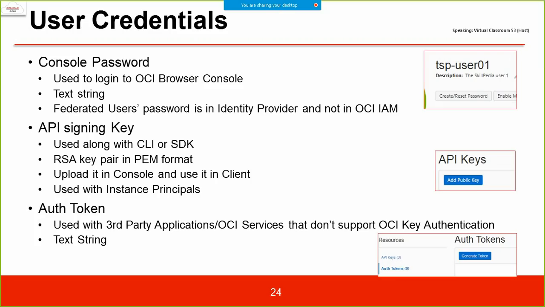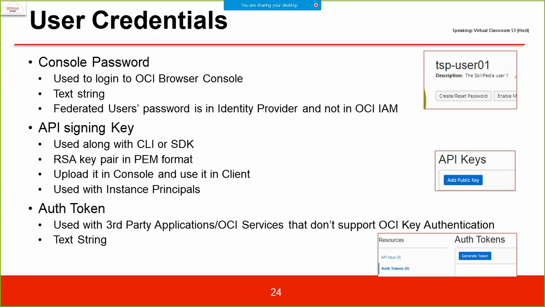API signing key is used along with the CLI or SDK. It is an RSA key pair in PEM format, that also is a repeat. Upload it in the console and use it in the client. It is used with instance principals, and you will be working with it. We will be needing it because when we create instances in our next session after the lunch break, we'll be working with it. We'll start the session after the short break for practice and tea break.